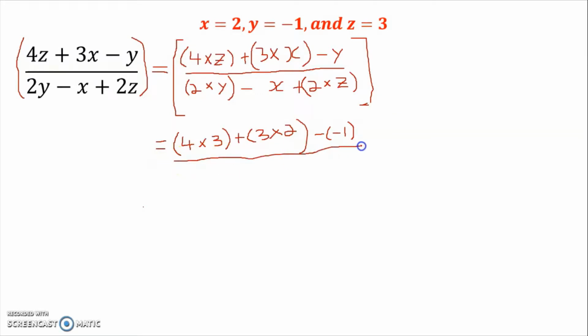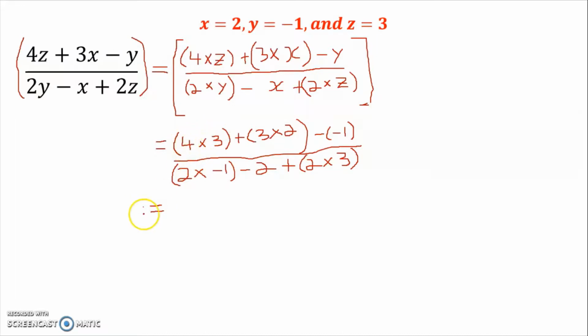Then in the denominator we have 2 times y, which is negative 1, so that's 2 times negative 1. We put that in brackets. Then we subtract x, which is positive 2, so that's subtract 2, plus 2 times z, which is positive 3, so that's 2 multiplied by positive 3. Okay, so now we have substituted.